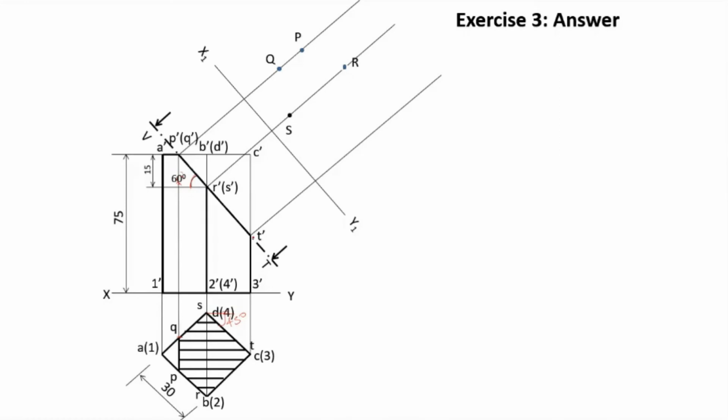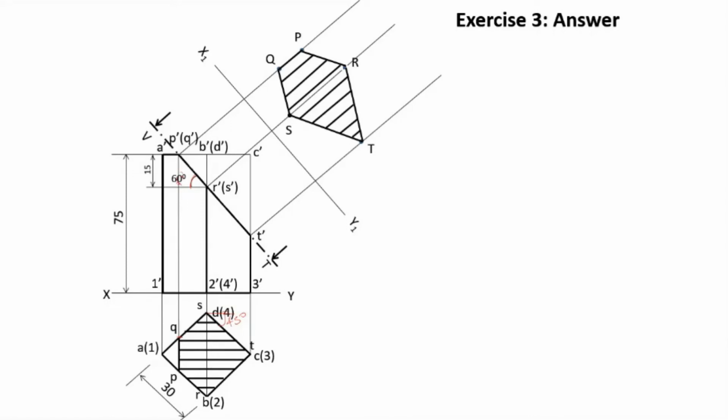Now in order to mark T, in the projector through T, from the line x1 y1, the distance of T in the top view from the XY line, that is this distance, is marked here. That is the point T. Now join P, Q, R, S and T and then give the section lines also. And this is how the true shape of the section is drawn.